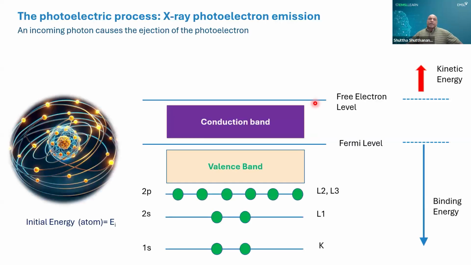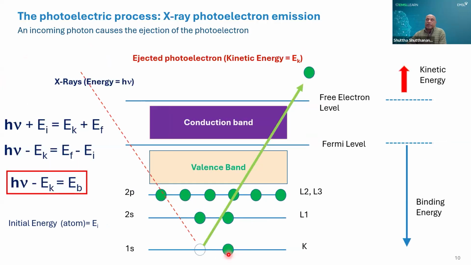So what is XPS? XPS is basically you shoot X-rays at the sample. As we all know, an atom has a lot of electrons orbiting at different energy levels. When the X-rays hit the sample, if they have enough energy, what is going to happen? It is going to kick that electron out. We call that photoelectron emission. And this electron is going to come out with the energy of E sub K.